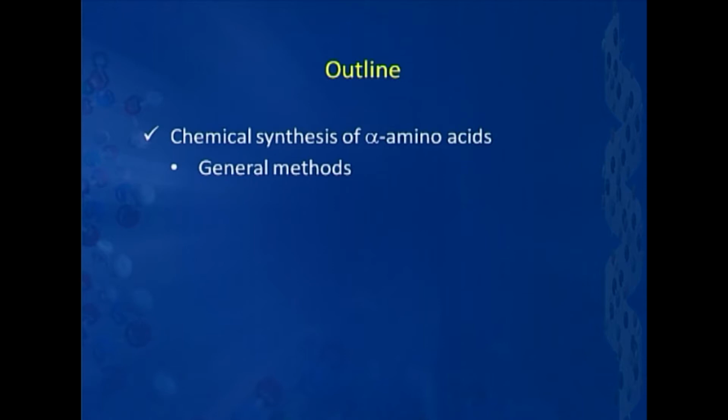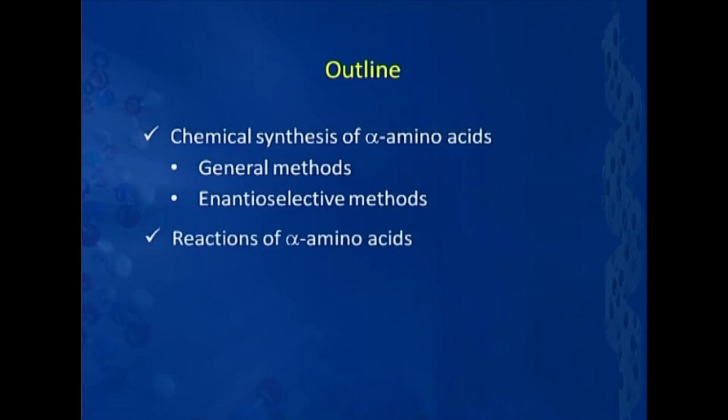The session is planned as follows. We will make a beginning by talking about the chemical synthesis of alpha amino acids. Herein we will try to put the synthetic methods in two groups. First we will talk about the general methods, and then thereafter we will take up one example of an enantioselective method of synthesizing alpha amino acids.